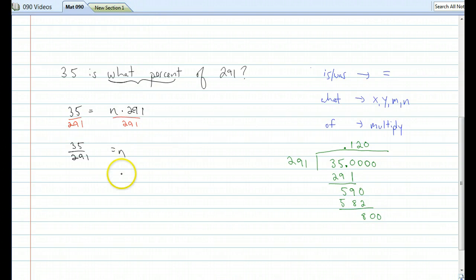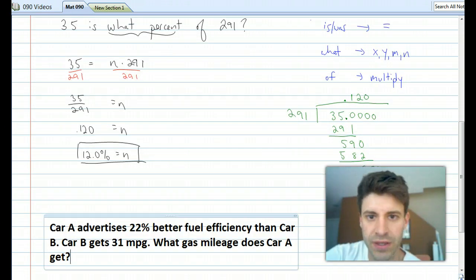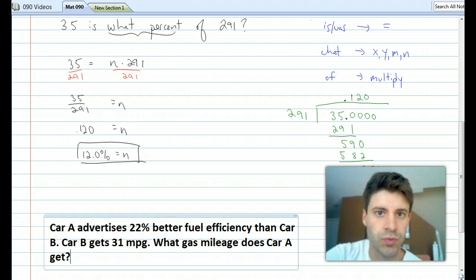So we did the division, and 35 divided by 291 turned out to be 0.120. So n is 0.120. The question is, 35 is what percent of 291? So we want to convert this to percent notation, which just simply means we're going to take that decimal and move it twice to the right. We're going to get 12.0%. And that's the answer. 35 is 12.0% of 291.